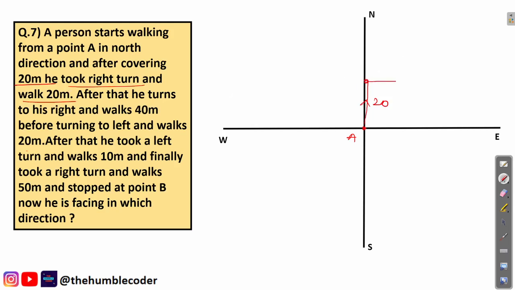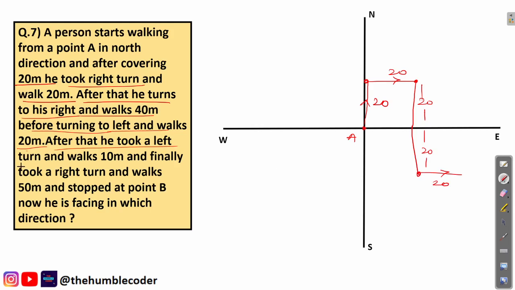So he took a right turn and walked 20 meters. After that he turns to his right and walks 40 meters. So right of this will be this, and he walks 40 meters. So 20 and 20, right? So right now he is at this position before turning to left and walking 20 meters. So then he turns left and walks 20 meters.